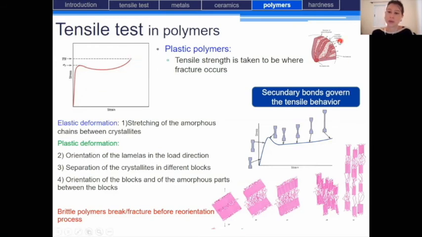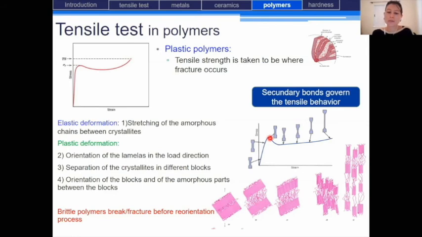You may remember that in semi-crystalline polymers, we have spherulites in which we have lamellae, and between the lamellae we have amorphous portions of the chains. When we begin to stretch this polymer, we first have the stretching of the amorphous regions that have the highest mobility. So they will be stretched, and this corresponds to the elastic domain. This is what occurs in the elastic region. After that, we enter the plastic deformation regime.